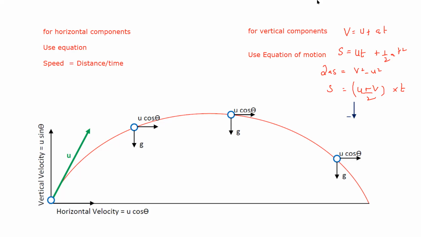The maximum horizontal distance traveled by the projectile is known as the range. And the maximum height reached by the projectile is simply known as the height. So if we want to find the height, the vertical distance, we'll use the equations of motion. If we want to find the range, we will use speed is equal to distance over time, in which this distance will be the range.